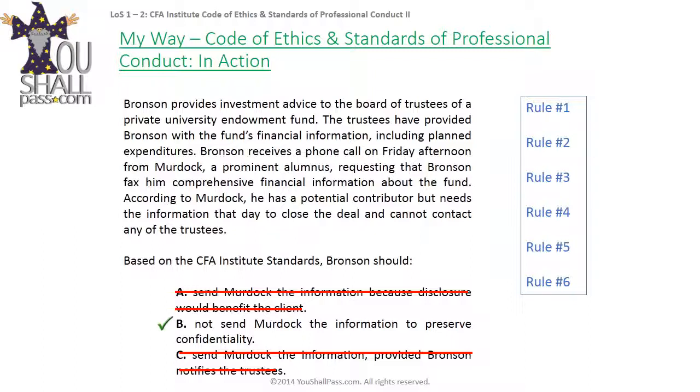This question relates to standards 3A and 3E, loyalty, prudence and care, and preservation of confidentiality.